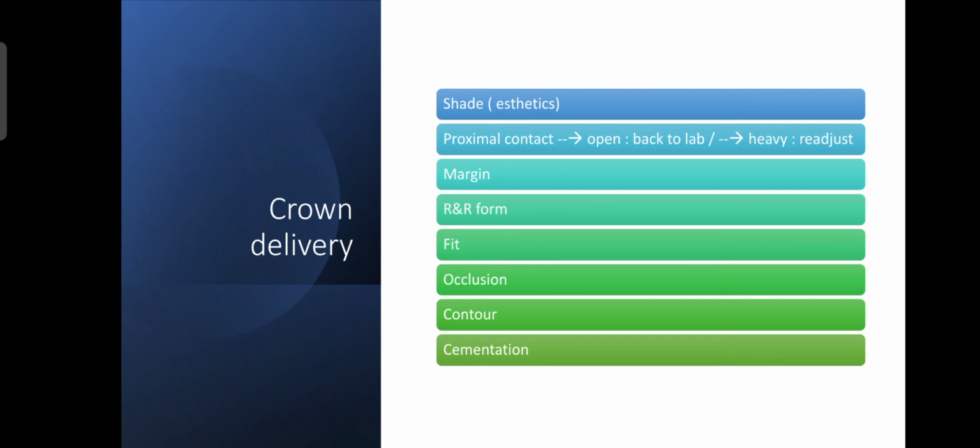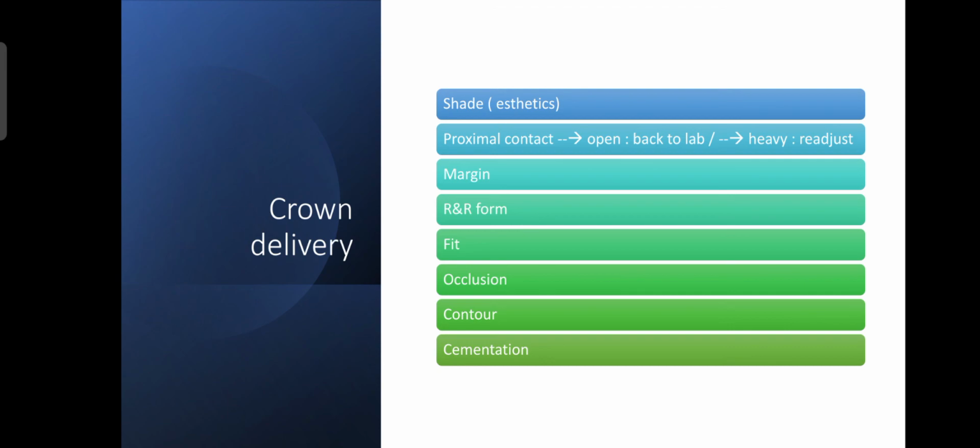Crown delivery, we will talk about it in a separate video later on, but I want you to notice and focus on the arrangement of the steps before crown delivery. First, you reassure your shade for aesthetics, then proximal contact. If it was open, we give the restoration back to the lab. If it was heavy, we can readjust it to seat the crown. Then margins and resistance and retention form, then fitting, then occlusion, then contour, and finally cementation.